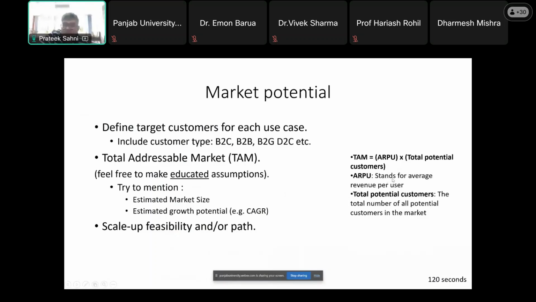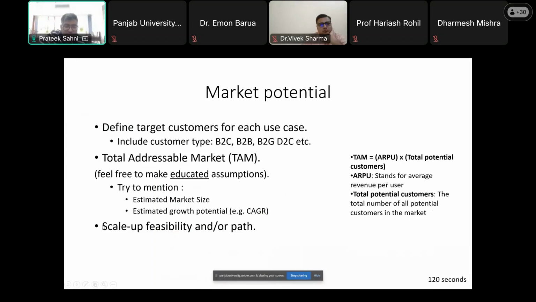Now, I understand that this may be a very difficult thing for you to calculate, because you don't necessarily have a lot of market information. However, at a minimum, you should be mentioning market size and its growth potential. This is to give an indication of the actual size of your market that a licensee, a company, can take advantage of.